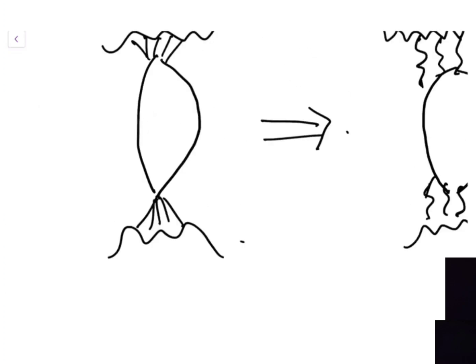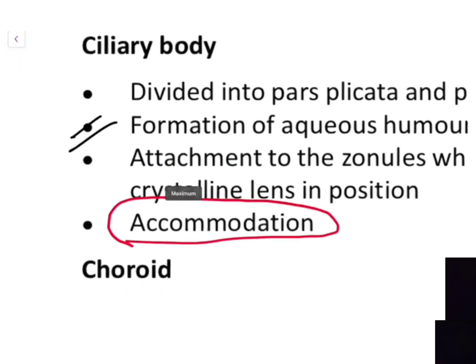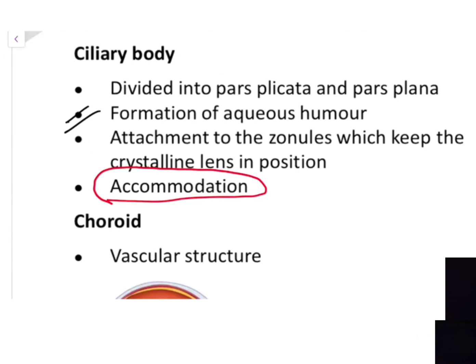So what did we learn then? What are the functions of the ciliary body? It gives attachment to the zonules, which helps to keep the lens in position. It helps in accommodation, and it also helps in the formation of aqueous humor. Okay, so these are the functions of your ciliary body.